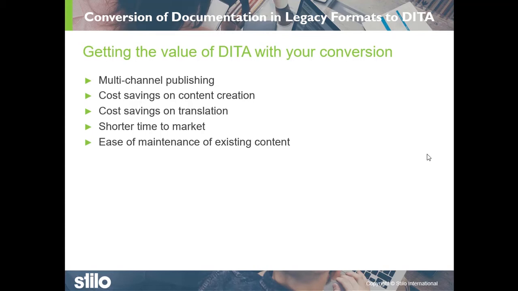So some of the things that you've been promised are going to be of benefit when you move to DITA are the ability to do multi-channel publishing. So you're going to be able to publish to various different outputs in various different combinations. You're going to save money on the creation of your content. You're going to save big bucks on translation if you are a company that translates. You're going to accomplish these things with a shorter time to market, and you should find an easier time maintaining the existing content. Now, how does that work in DITA?